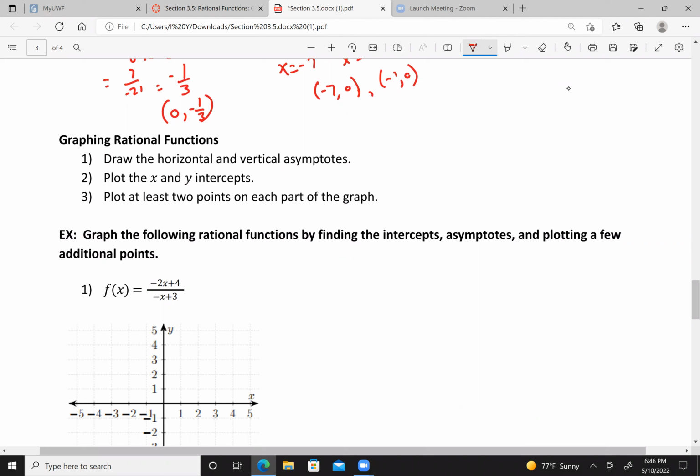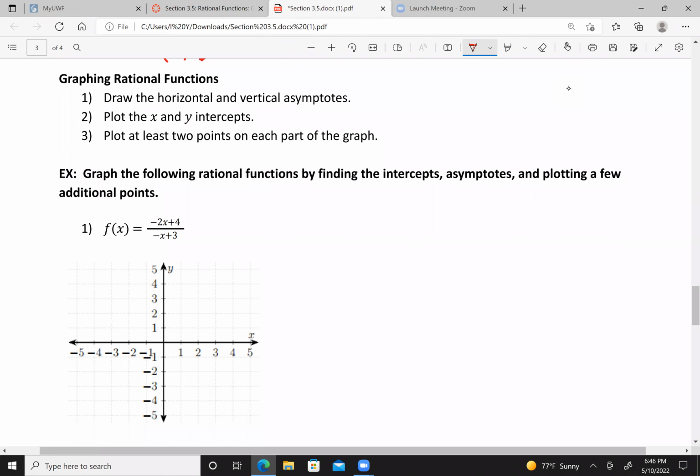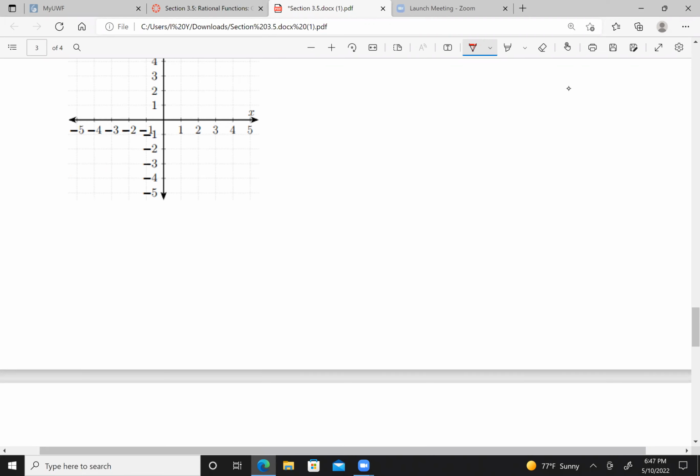Now we put it all together. Graphing rational functions. First, draw the horizontal and vertical asymptotes, plot the intercepts, and plot at least 2 points on each part of the graph. So, graph the following rational function.